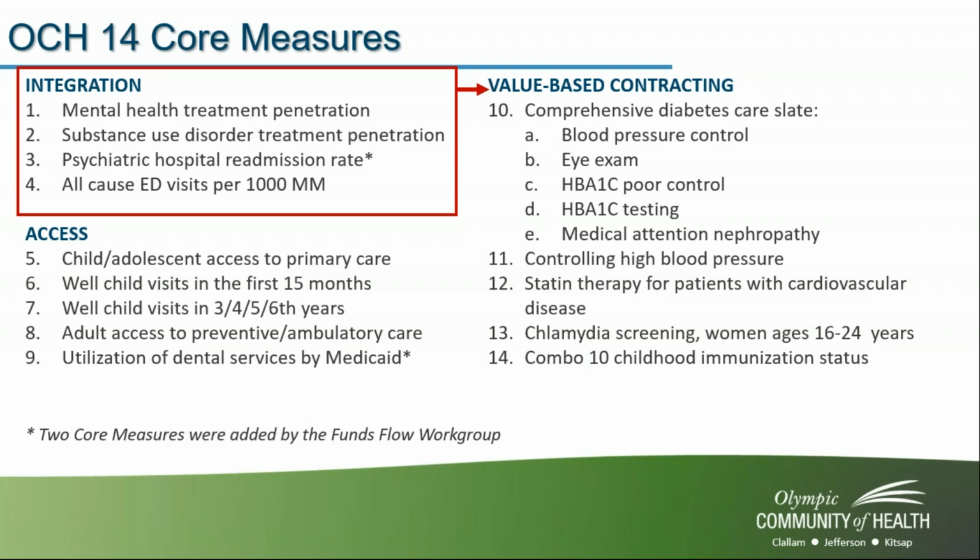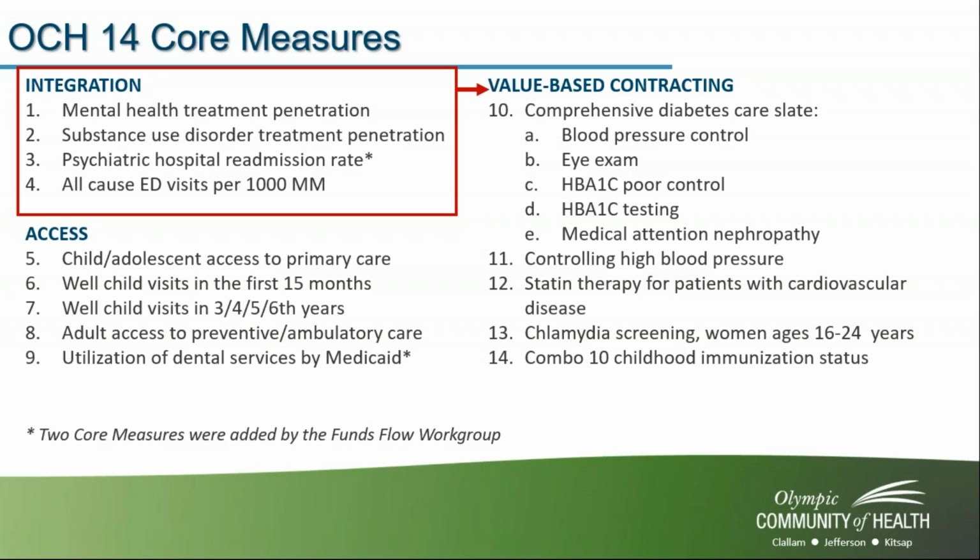They're separated into three sort of larger groups. The integration measures are mental health and substance use disorder treatment penetration, psychiatric hospital readmissions, and all-cause emergency department visits. Related to access, we have child and adolescent and adult access to primary care, as well as well-child visits for the babies and also for children 3, 4, 5, and 6, and access utilization of dental services.